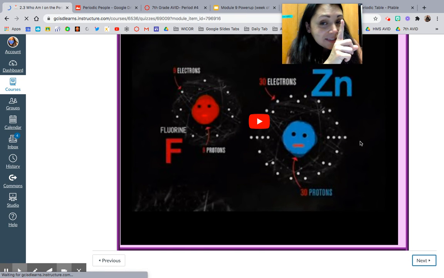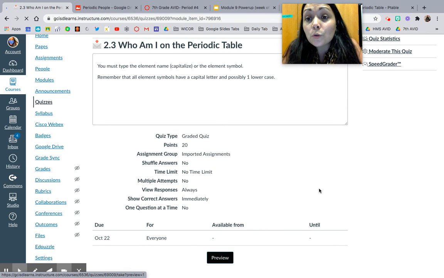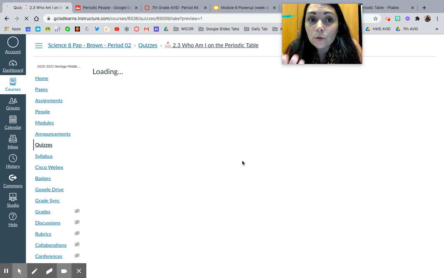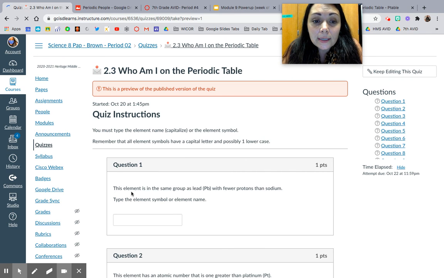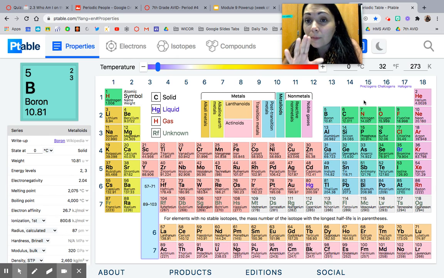So the quick quiz is right here. And y'all will just hit preview or take. And there's 20 questions. Let's try the first one together. So this first question is like a mystery. Each question wants you to figure out what the element is. It says, this element is in the same group as lead with fewer protons than sodium. So you might have to pull up an alphabetical list so you don't have to search for them and find lead.